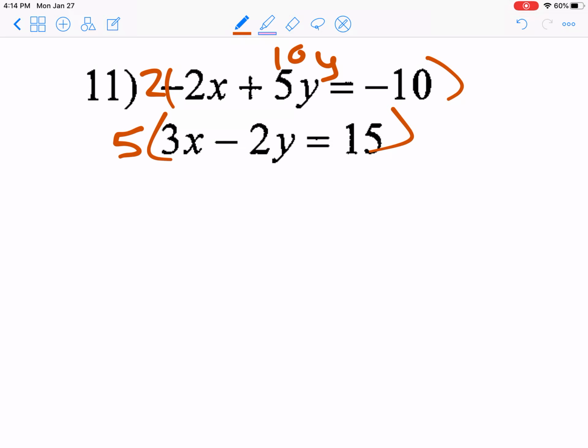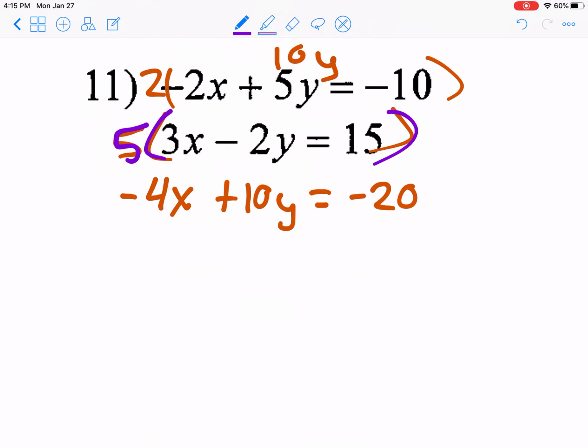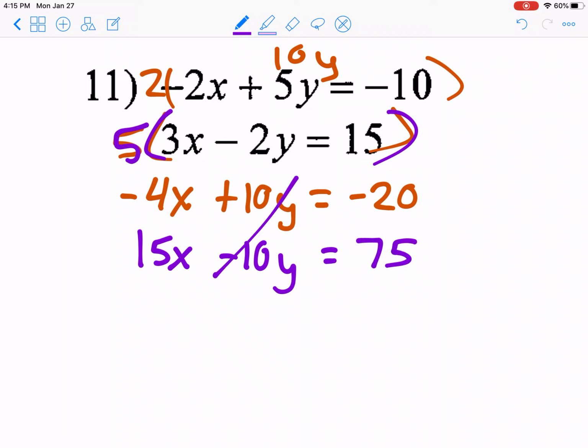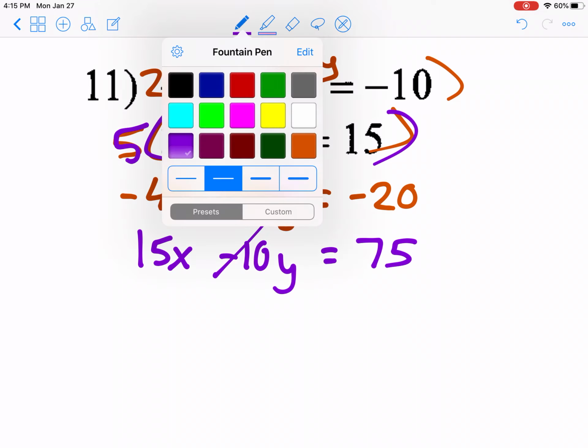Since this is written, let's just go ahead and pursue this. So we'd have 2 times negative 2x is negative 4x. 2 times 5y is 10y. 2 times negative 10 is negative 20. Then for the second equation, we'll choose a different color. 5 times that, we'd get 15x minus 10y equals, let's see, 15 and 20, 75. Notice that the y's will go away.